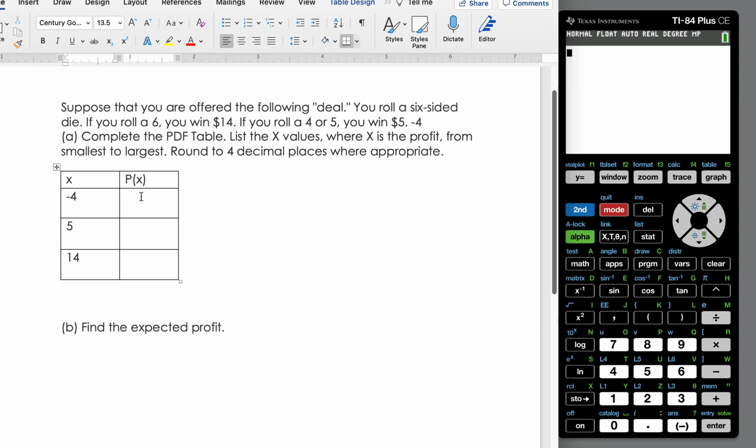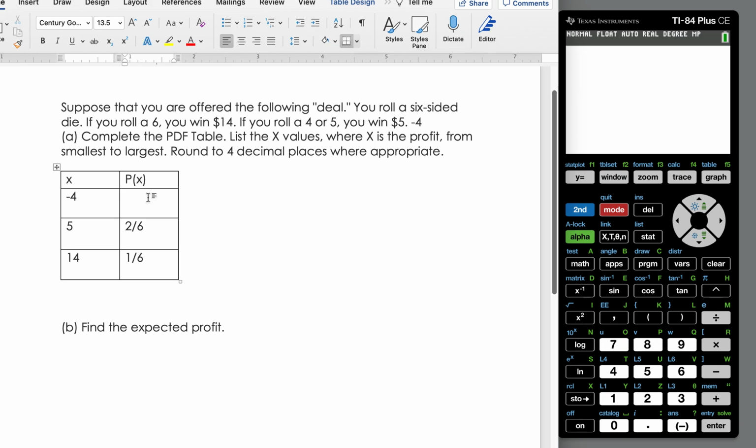Now we've got to find the corresponding probabilities. It says you could win $14 if you roll a 6. That's a 1 in 6 chance of getting a 6. So the probability of winning $14 is 1 divided by 6. You get $5 if you roll a 4 or a 5. That's 2 out of 6 chances to win $5.